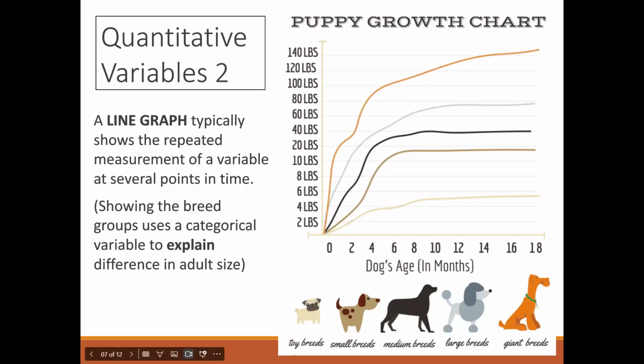All right, so what you can take home from this graph is that these different groups of dog sizes all grow, some of them more rapidly, others a little more slowly. And then the larger the dog gets, the longer time it takes to get them to their adult size.